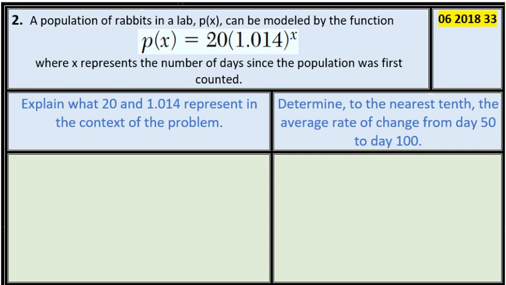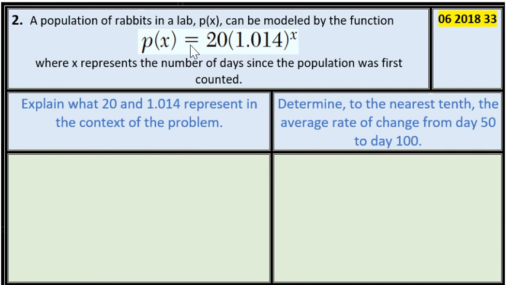A population of rabbits in a lab, P of x, can be modeled by the function P of x equals 20 times 1.014 raised to the x power, where x represents the number of days since the population was first counted. So part 1 of the question says, explain what the 20 and the 1.014 represent in the context of the problem.